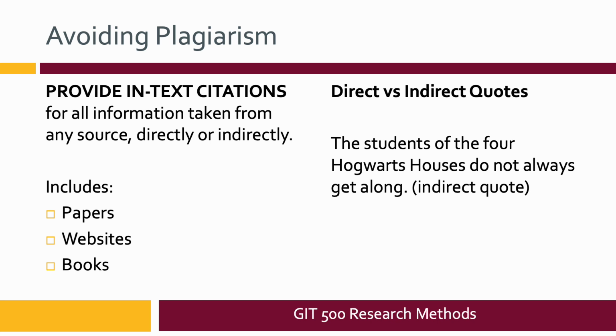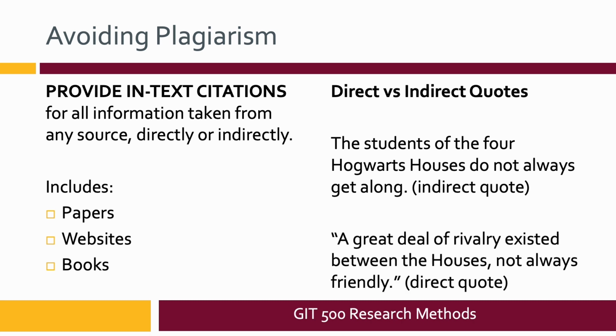That comes from a source. I didn't provide the citation, but I want to give you that as an example. And a direct quote, where it's actually in quotes and I got it directly from the source: A great deal of rivalry existed between the houses, not always friendly. All right, so indirect or direct, you have to cite both.